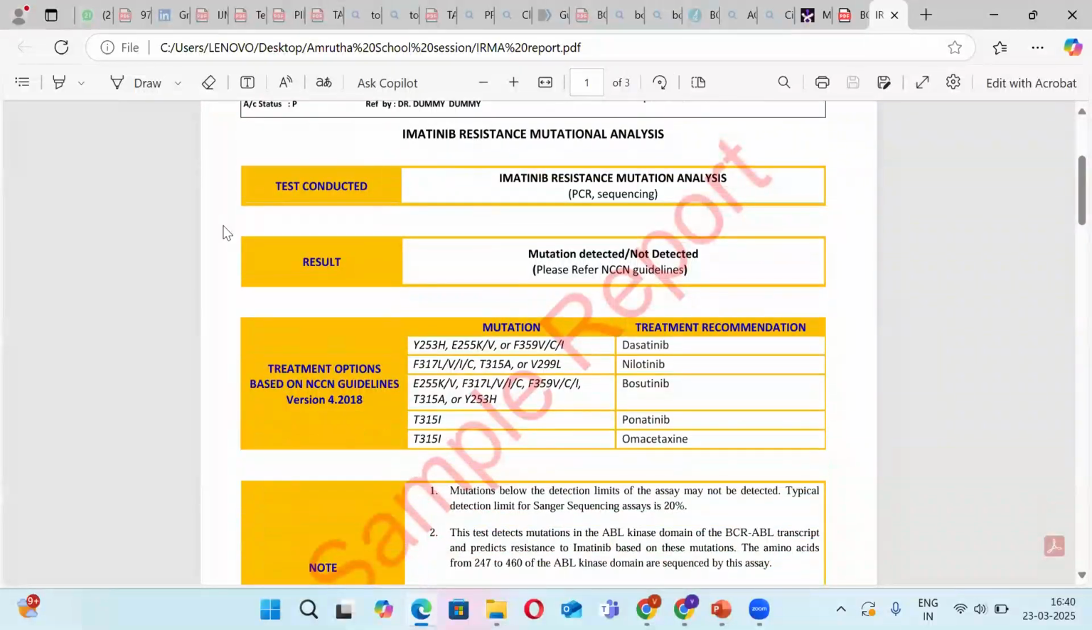IRMA is looking at the mutations in the kinase domain of BCR-ABL, essentially the ABL1 gene of the BCR-ABL fusion. One has to be very careful that you don't try to sequence the ABL gene alone. You have to ensure that you take the sequence from the BCR-ABL transcript mRNA, because the ABL gene is ubiquitously present in normal leukocytes also. So you need to make sure that you are checking the BCR-ABL mRNA.